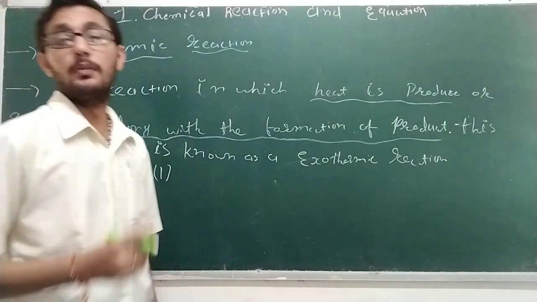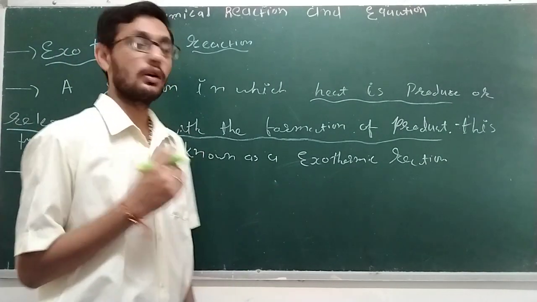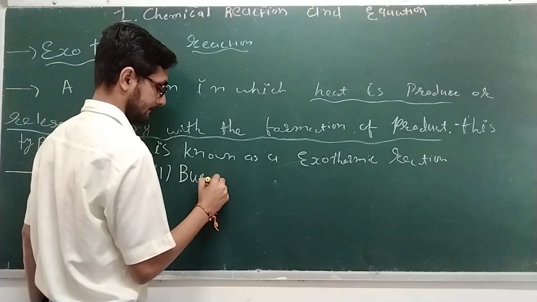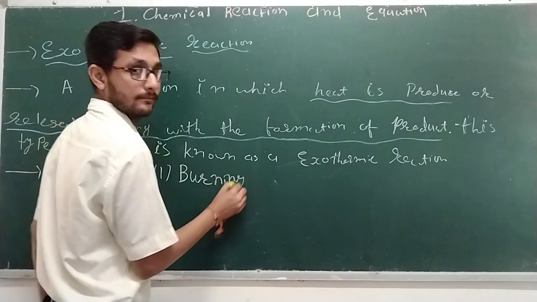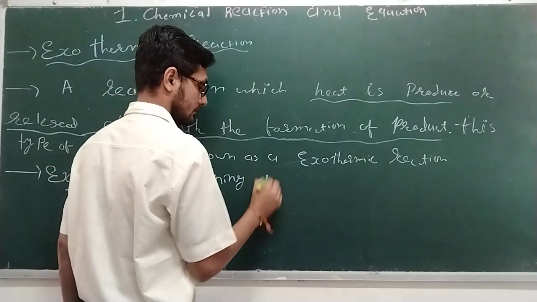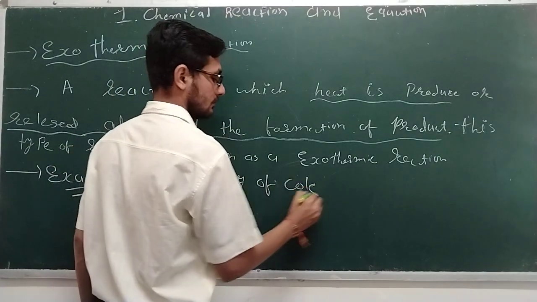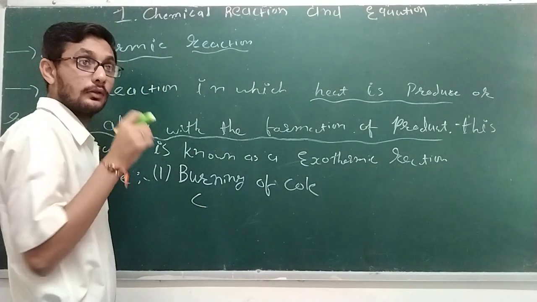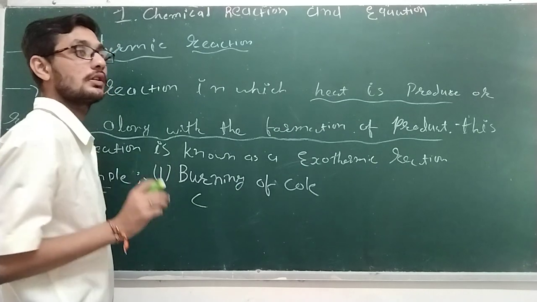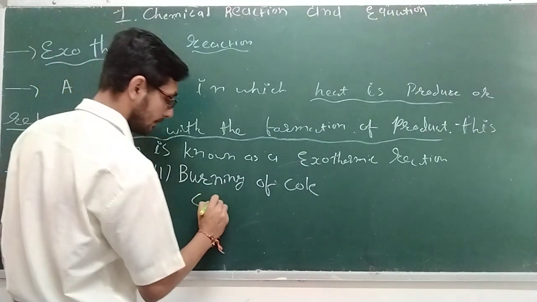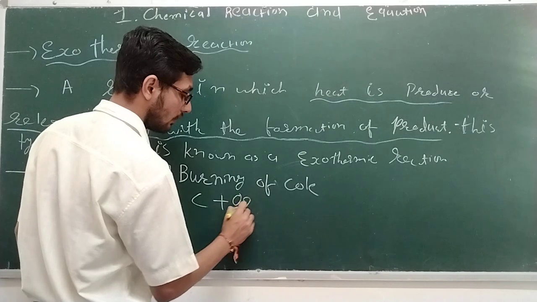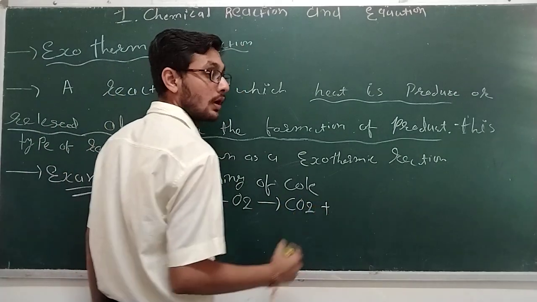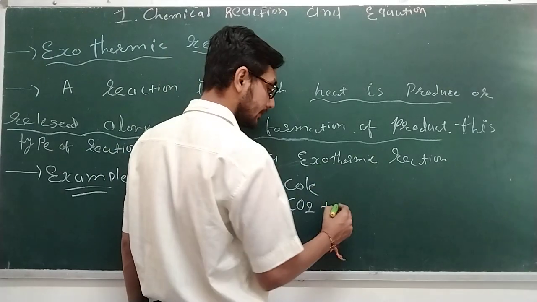First example is burning of coal. We all know coal is made up of carbon. It is burned in presence of oxygen or air. It gives CO2 plus a high amount of heat.